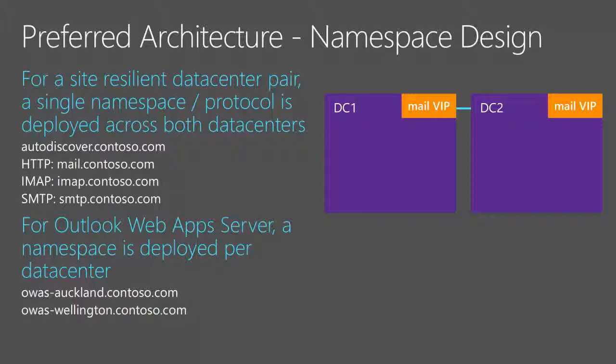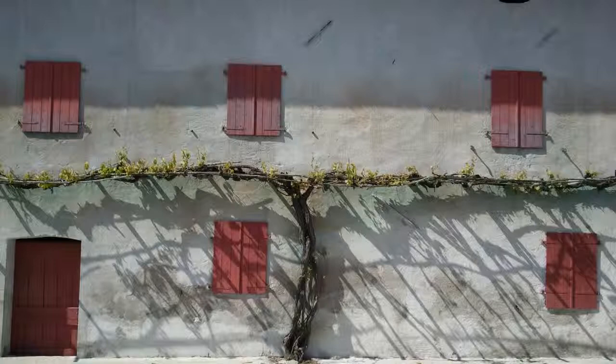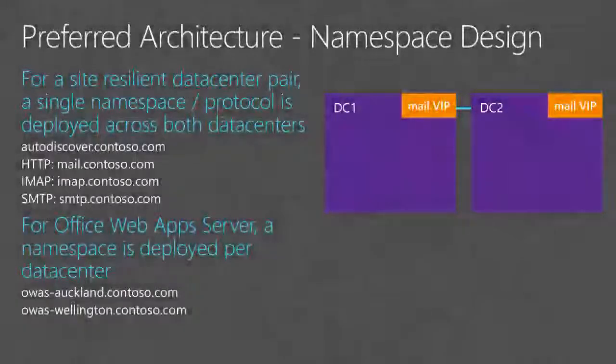namespace. For the, it says Outlook web app server again. I don't know why somebody wants to call it the other name. Let's just fix that. All right, so for the Office web app server, a single namespace per data center. So you can see we've got one in Auckland and one in Wellington in our data center pair scenario here.